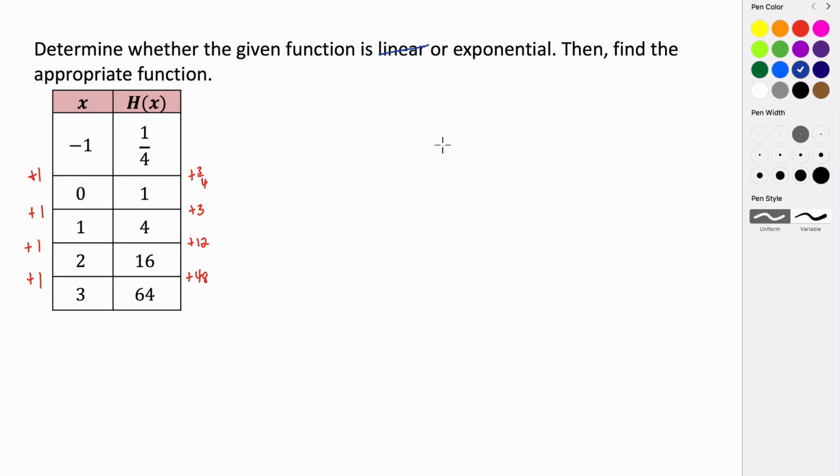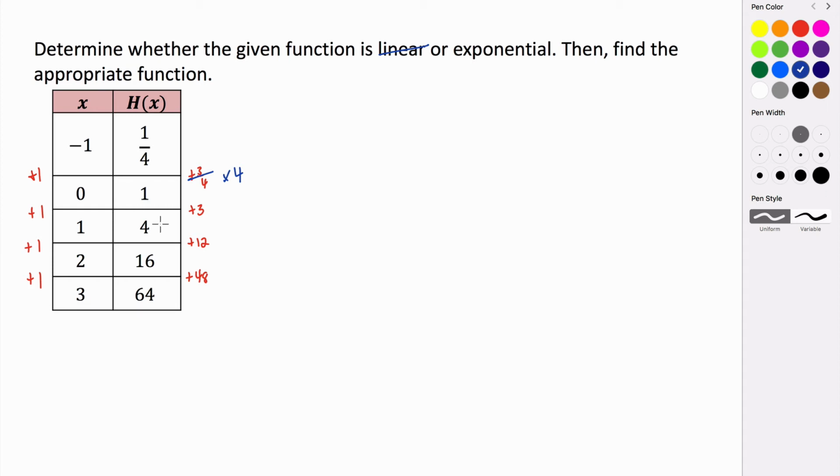So let's see if it's exponential. To determine whether it's exponential or not, we have to figure out, is there some value that we can take this output and multiply by to get this value? And if that value is the same for all of them, then we know it's exponential. So to go from 1/4 to 1 through multiplication, we would have to multiply 1/4 by 4 to get 1.